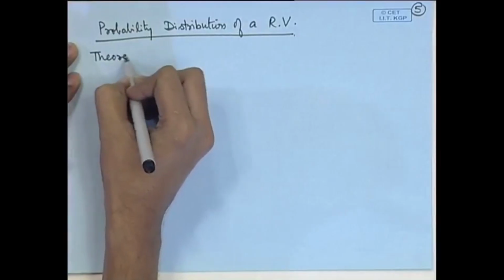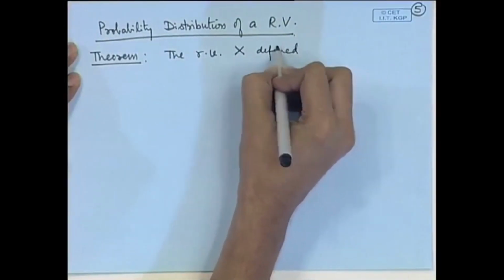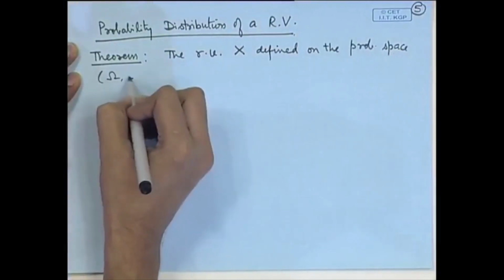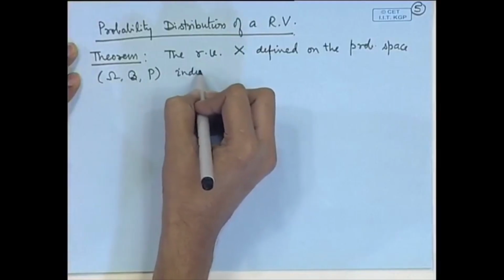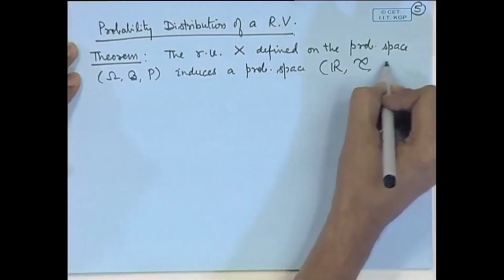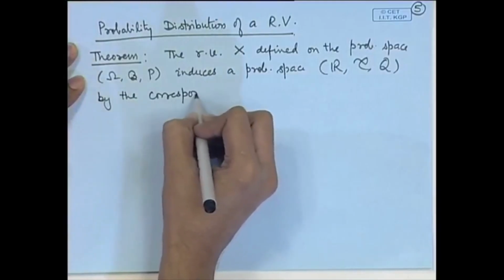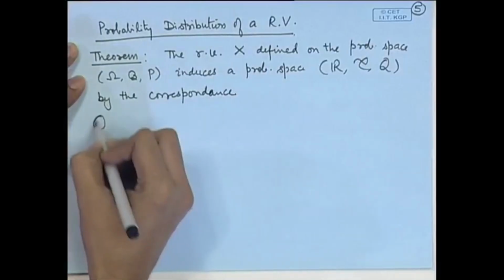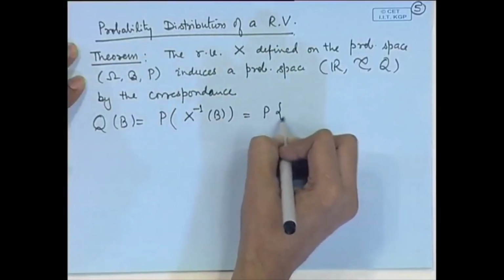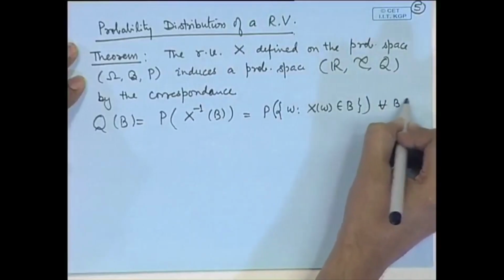We have the following result. The random variable X defined on the probability space (Ω, B, P) induces a probability space (R, C, Q) by the correspondence Q(B) = P(X^{-1}(B)), which is the probability that the random variable takes values in the set B, for all B belonging to C.